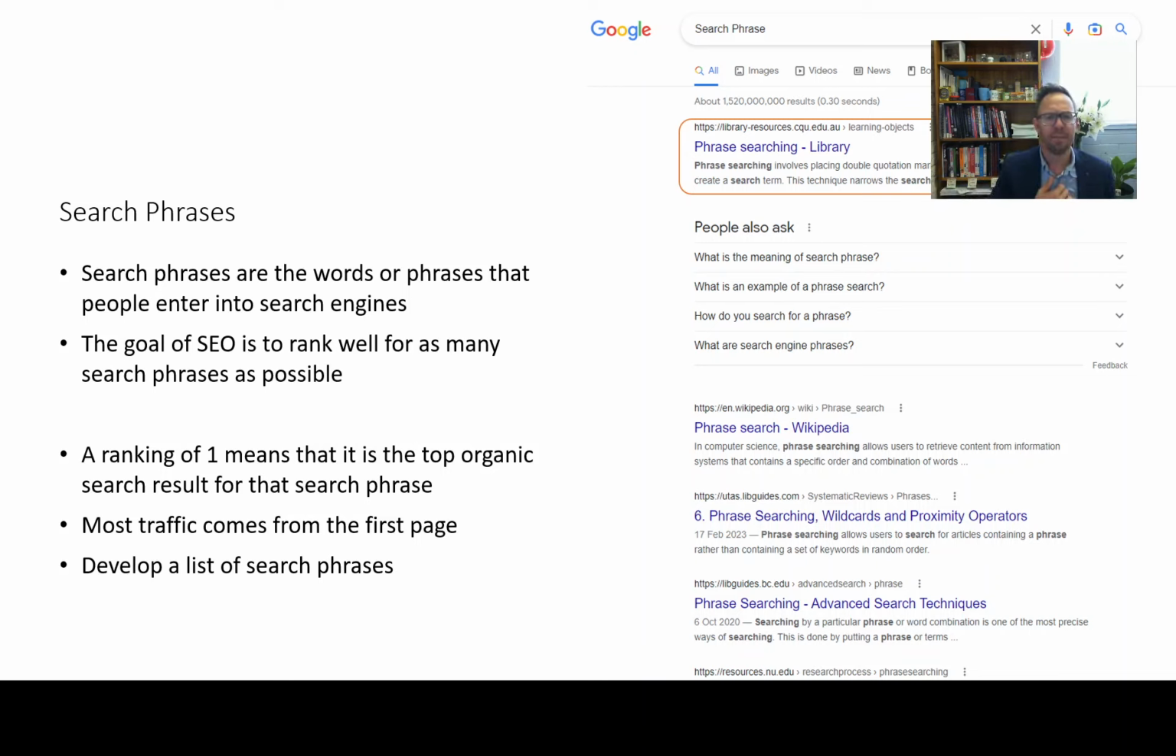Now, a ranking of 1 means that it's the top organic search result for that search phrase. Most traffic comes from the first page of the search engine results page. And so what we want to do is develop a list of search phrases. In here, if we just search for the words search phrase, the number 1 result is from a university explaining what search phrases are, which makes sense. So I think that'd be ranking quite reasonably well.